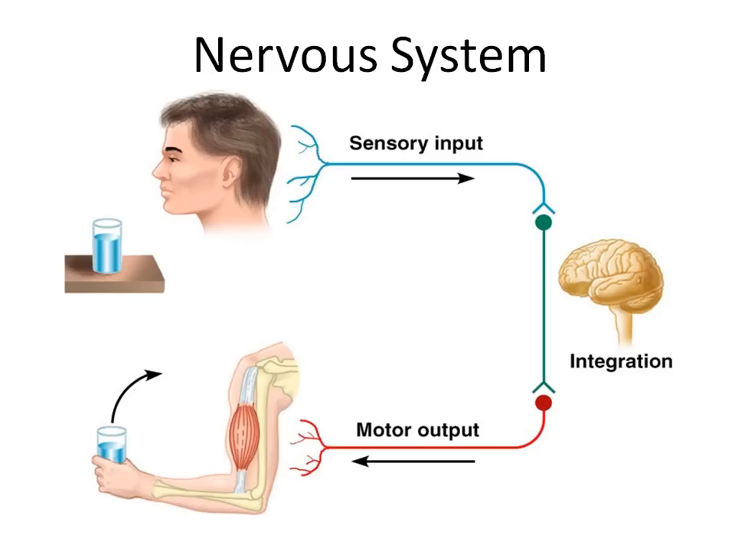So sensory input is in, that's afferent, to the integration center, which will be brain or spinal cord. And then the integration center sends information out along efferent pathways, which are the motor neurons, to the effector. It's highly organized.